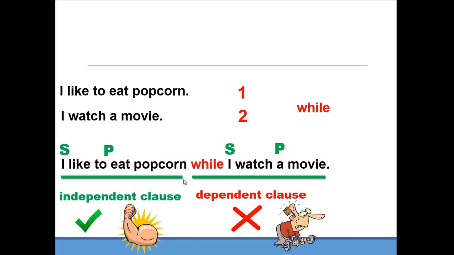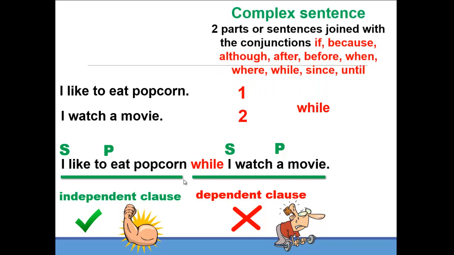Let's check the subordinating conjunction. Is it in the beginning of the sentence or in the middle of the sentence? It's in the middle of the sentence. No commas should be used. The two parts will make up a complex sentence. Excellent. Okay, let's check the dependent clause. What does it begin with? It begins with the subordinating conjunction.